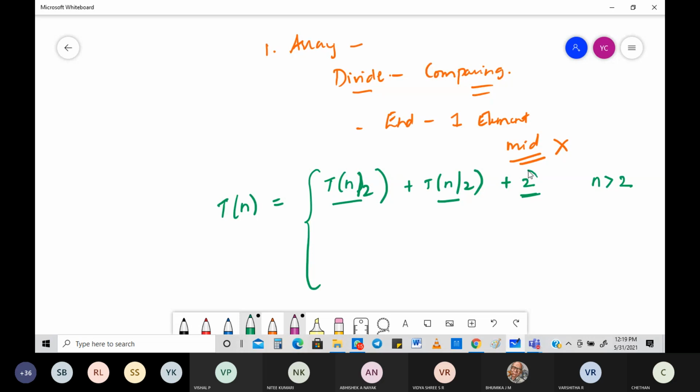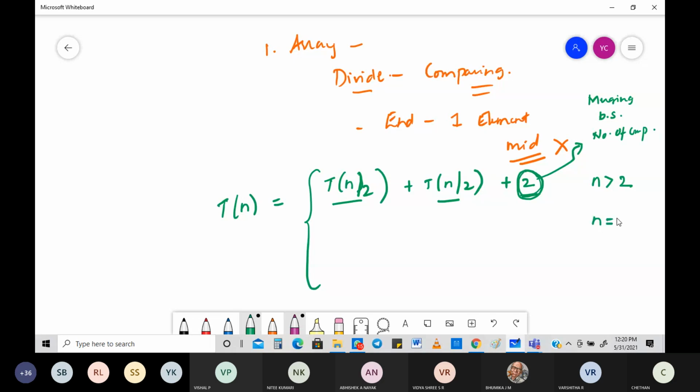This 2 is becoming very important now. What do you call this 2 as? This is the number of comparisons. Number of comparisons of doing what? Merging both the sides. Merging both the sides. This is what I've written, so only I've written that 2.